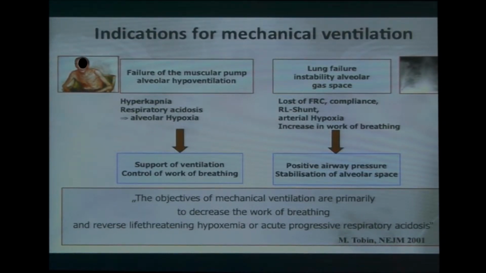The hypercapnic respiratory failure, while if you look on the right side is lung failure, where you have the instability of the alveolar gas space, and in that case you have a loss of FRC and compliance, and you need to apply a positive airway pressure in order to stabilize the alveolar space. So that's the goal of mechanical ventilation.